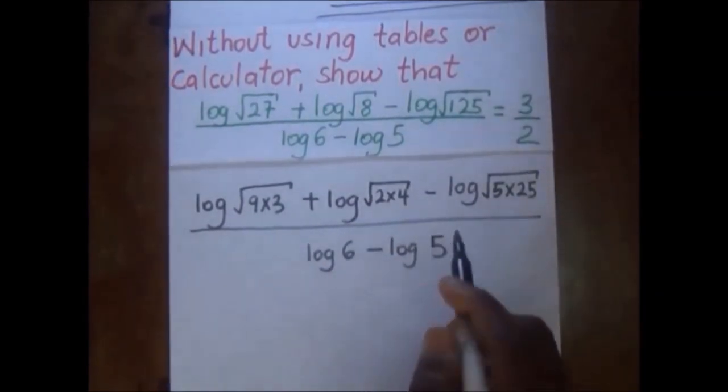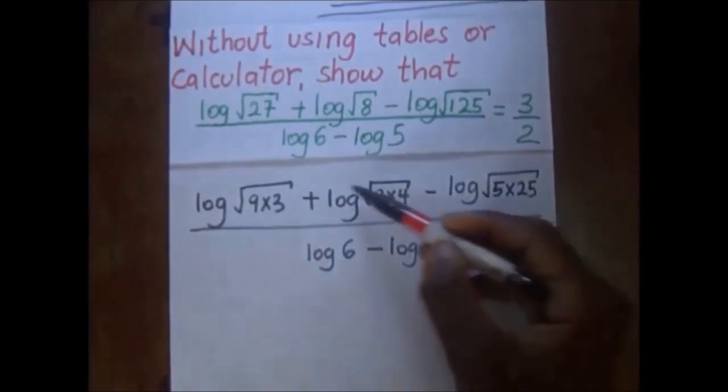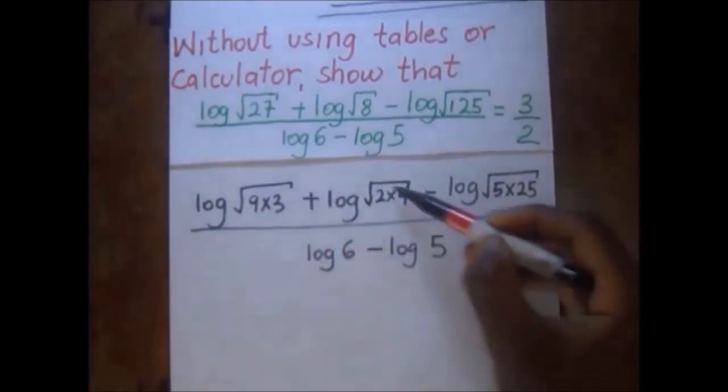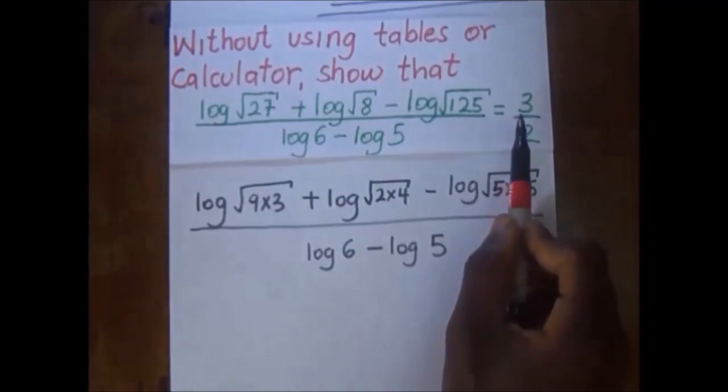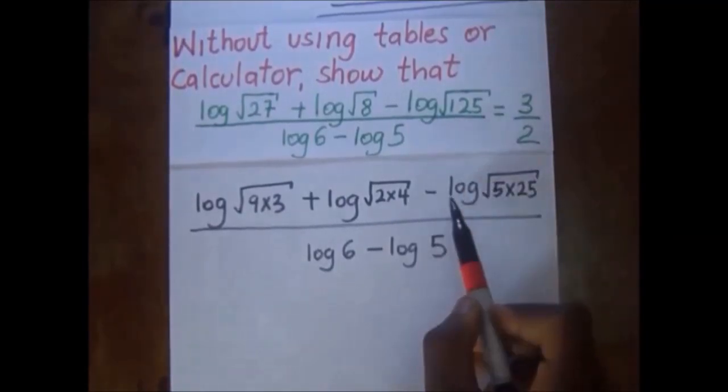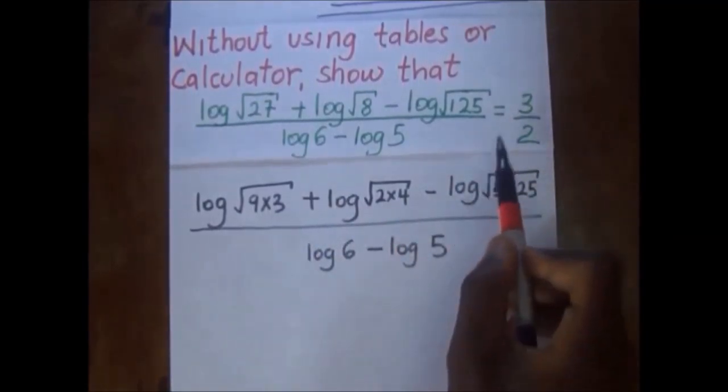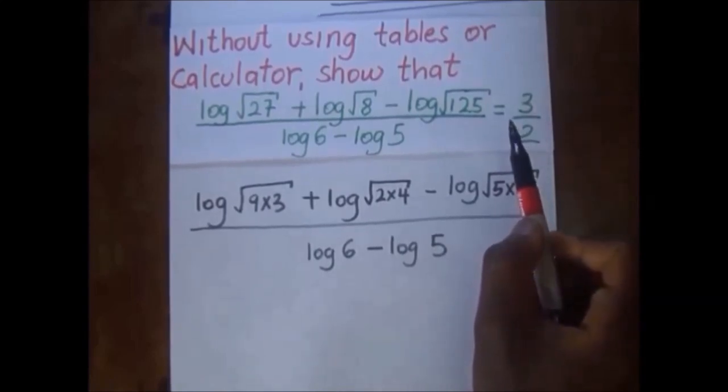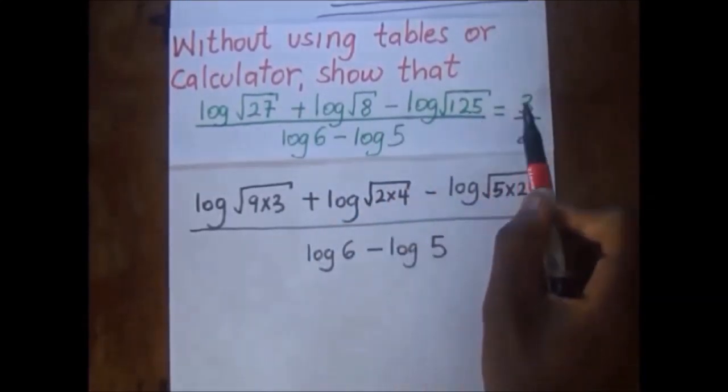Now this we are supposed to work out and make sure that whatever manipulations we make here give us a final answer of 3 over 2. When the manipulations we do in this calculation give us 3 over 2, we will have shown that this expression is equal to 3 over 2.